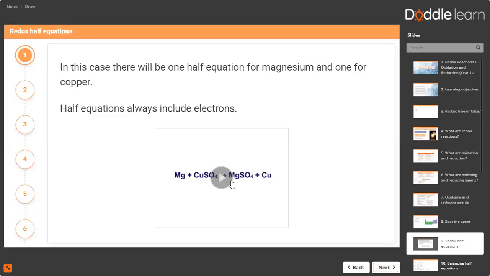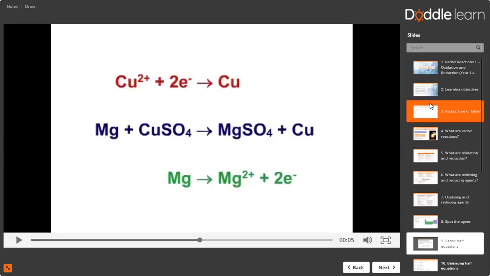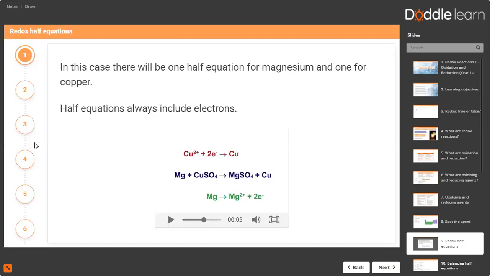So we will have one half equation for magnesium and one half equation for copper. And these are our half equations for both. Half equations, as you can see here, always include the electrons. I'm going to talk about how we actually get to this point in a moment. But we're going to have one half equation for copper, one half for magnesium, and we're going to include those electrons.